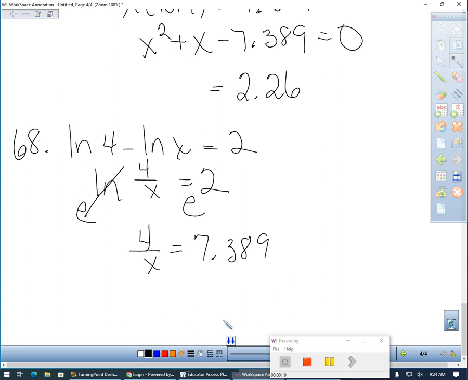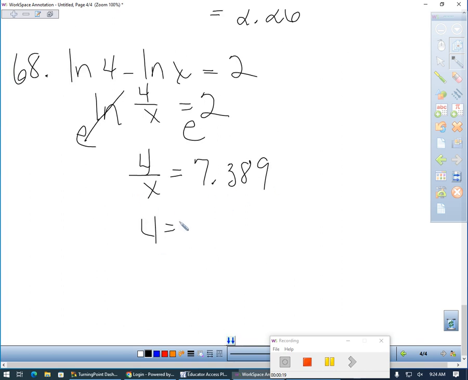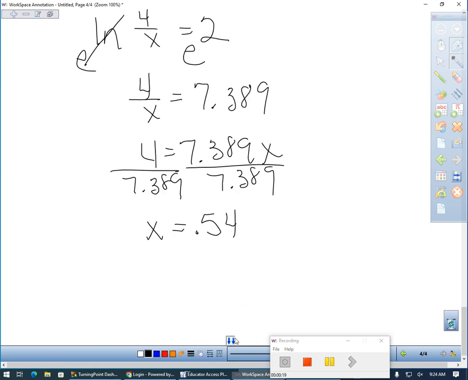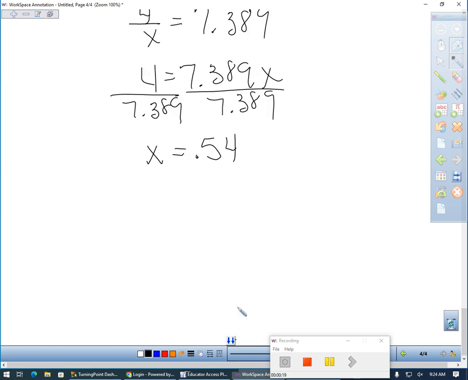7.389. Now I would cross multiply, so I get 4 equals 7.389x, and then divide by 7.389 on both sides. And we get x equals approximately 0.54. And our last one today, number 70.